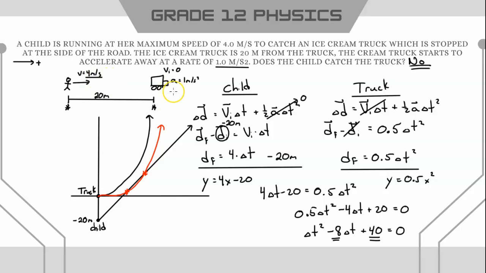It isn't until the truck's velocity reaches 4 meters per second that the child reaches the closest they're going to get to the truck. Because beyond this point, the truck is still accelerating, and now the truck's velocity is going to become greater than the child's, and it's going to start pulling away. So we need to figure out where this happens. When does the truck's velocity become 4 meters per second?